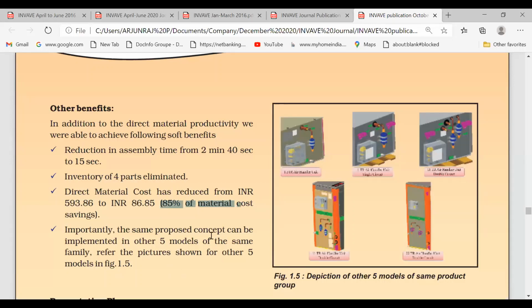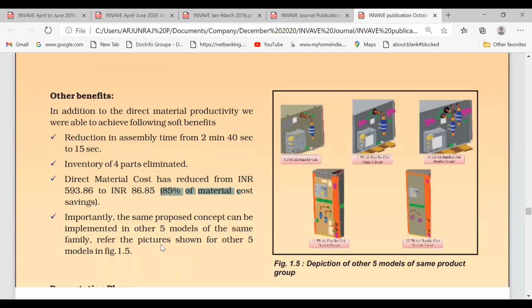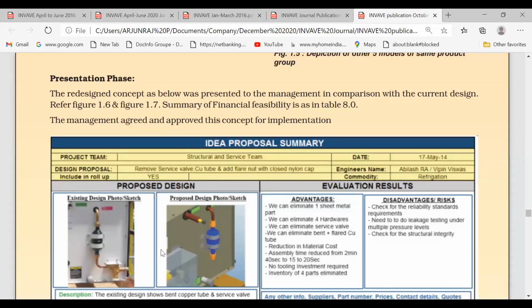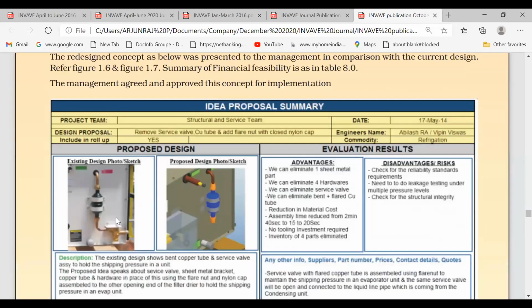The same idea has also been proposed to other variants, other products. It's a very good cost saving for the company. This is the existing design, how it looks, and this is the modified proposed design of the product. What are the advantages? Material cost reduction, cycle time reduction, no tooling, and inventory is also reduced.